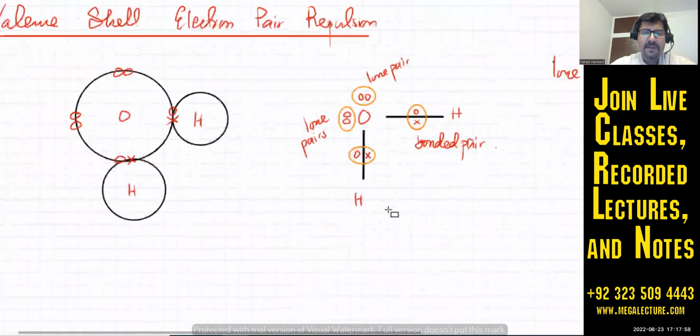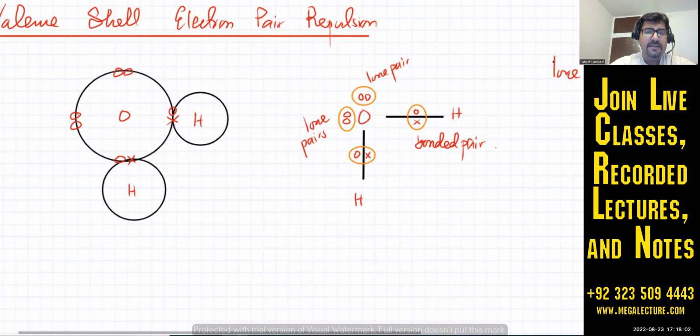I drew this without the circle, okay? So all four of them will try to be as far away from each other as possible. The lone pairs are these ones. They're electrons in the outer shell that are not doing anything, that are not involved in bonding. And bonded pairs are electrons that are involved in bonding. That's the difference. Is this clear?